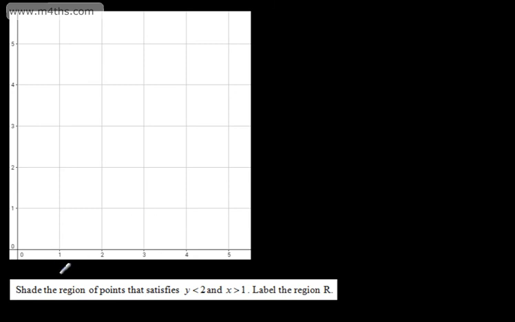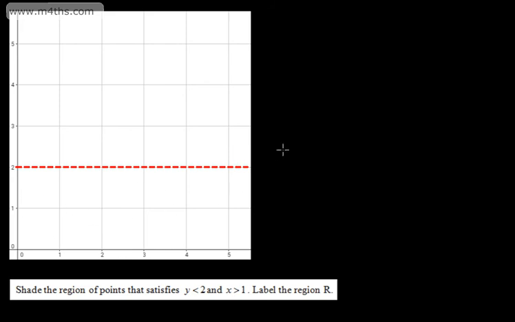Okay, we now need to shade the region of points that satisfies y is less than 2 and x is greater than 1. So what we've got here are two inequalities to represent, one in x, one in y. These are both strict inequalities, and we're going to go ahead and do them individually. We need that y is strictly less than 2. So that's the line y is equal to 2. So we would have all of the points below this line.